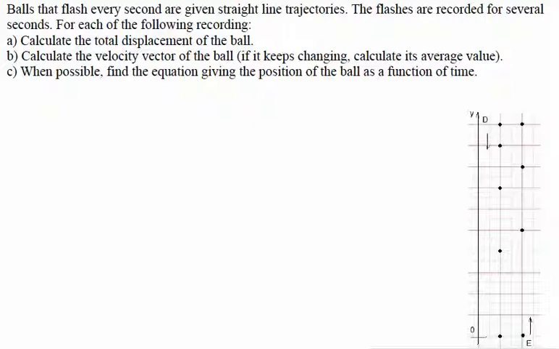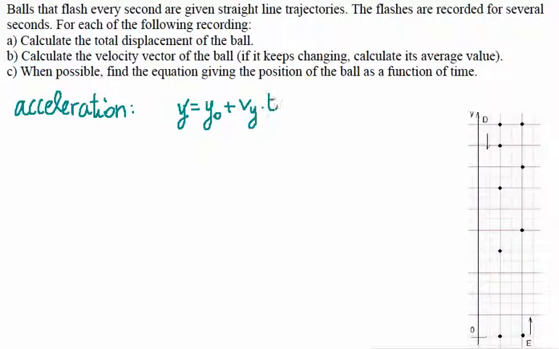So for example, we can tell that D is gaining speed, so it's accelerating down, while E is losing speed on its way up. So in such cases, we have what we call an acceleration. And whenever you have an acceleration like this, be careful because that equation, y is y initial plus vy times t, is not valid.